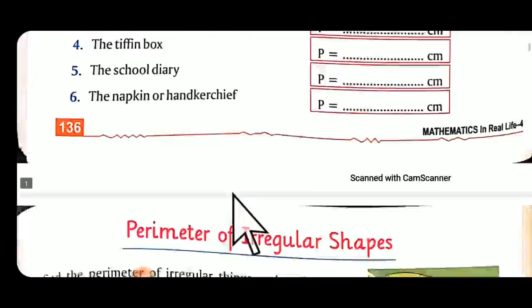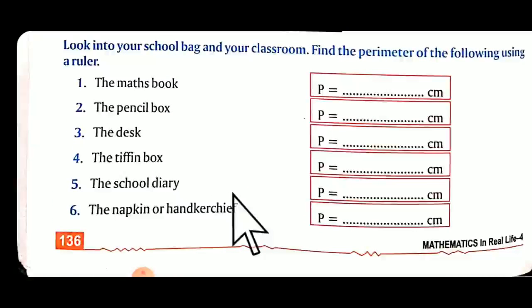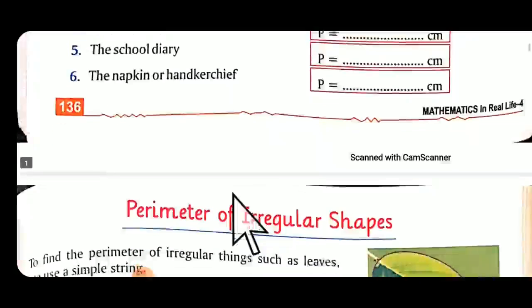See all the figures they have asked about: the maths textbook is in the form of a rectangle, the pencil box depends on which one you have, and the tiffin box is a square, so take it and measure. Those have regular shapes so that you can easily measure the length.